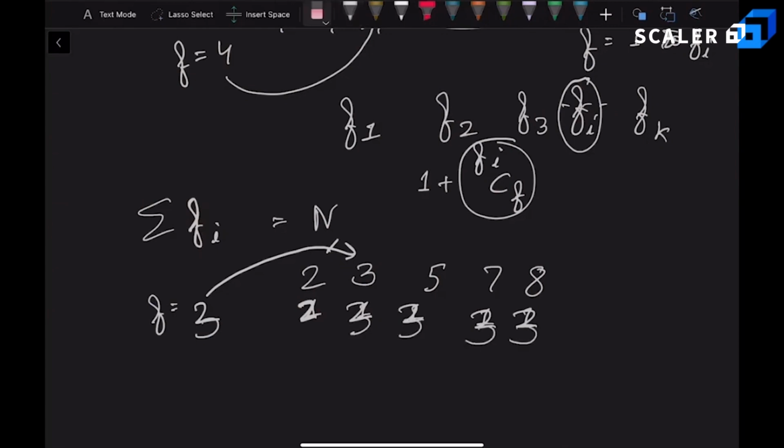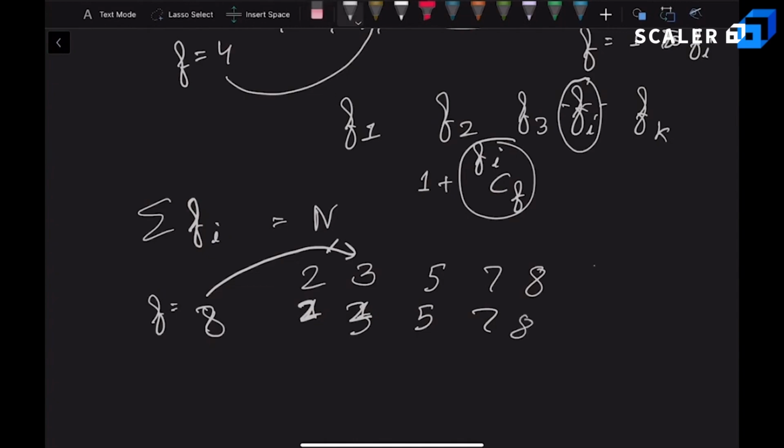For f equal to 4, we'll only consider 5, 7 and 8. So all of these elements will now be considered 4 times. For f equal to 5, we'll consider 5, 7 and 8 again, so all of these elements will be considered 5 times now. For f equal to 6, we'll consider only the elements 7 and 8, so they will be considered 6 times both. For f equal to 7, again both the elements will be considered 7 times now. For f equal to 8, we'll only consider this 8, and so this will be considered 8 times now.